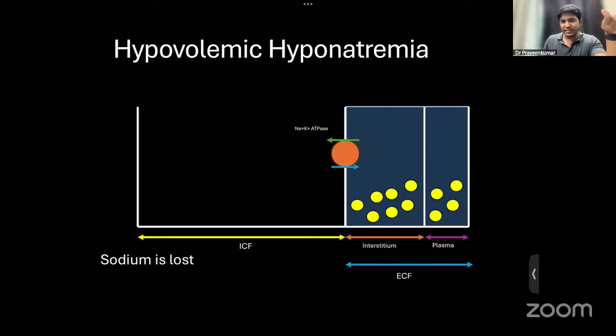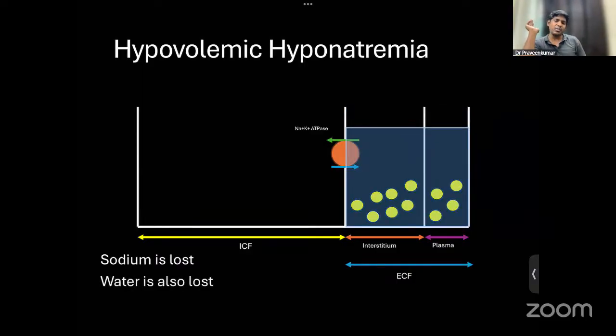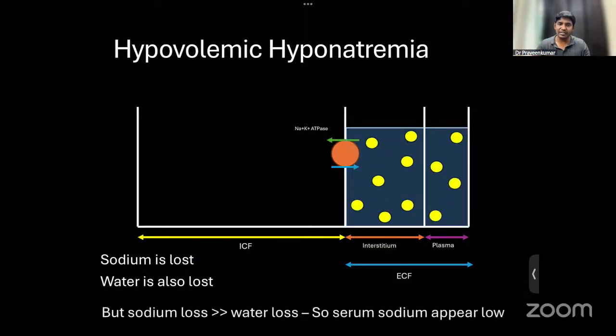So whenever sodium is lost, what happens to the water level? I want you to be interactive at this point, because these are all important concepts. Once you learn these concepts, you will never forget hyponatremia. It's very simple. You lost a lot of sodium, and what happens to the water? Water will also reduce. But has the water reduced all the way down? No. Water is reducing, but not to as great an extent as the sodium loss. Now what happens to the remaining sodium? That remaining sodium will redistribute in the entire space. If you check your sodium level in the blood, it is obviously going to be less, because the sodium loss is much more than the water loss. So serum sodium appears low.